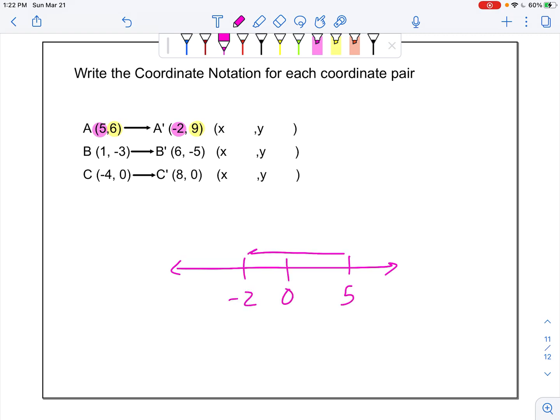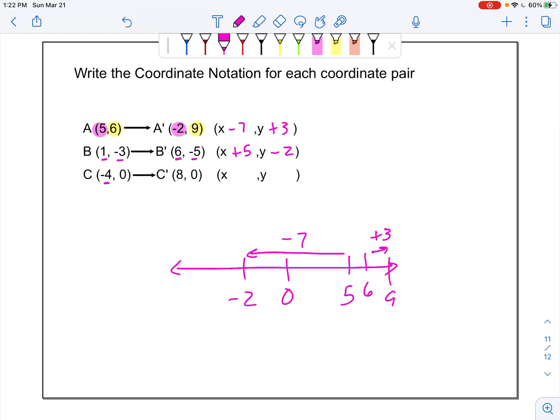Well, I actually went negative 7 to get to that. So my x is x minus 7. And then my y, I went from 6 to 9, so that's actually a plus 3. So my y would be a plus 3. So then here I went from 1 to 6, so my x would be a plus 5. And then I went from negative 3 to negative 5, so I actually went negative 2.